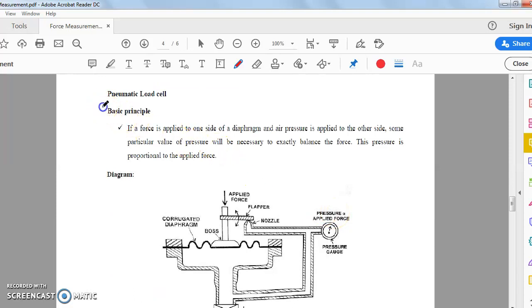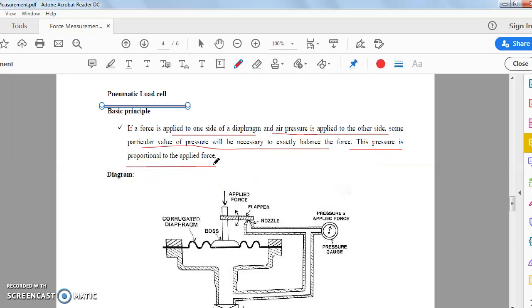Pneumatic load cell. What is a pneumatic load cell? The previous one is the hydraulic using oil. Now the pneumatic means the pressure is basically applied on the air confined in a vessel. If a force is applied to one side of the diaphragm and air pressure is applied on the other side, some particular value of pressure will be necessary to exactly balance the force. This pressure is proportional to the applied force.